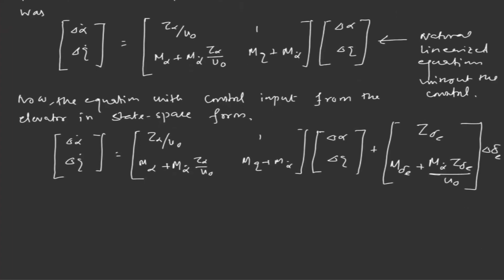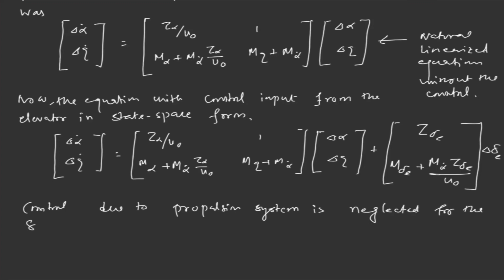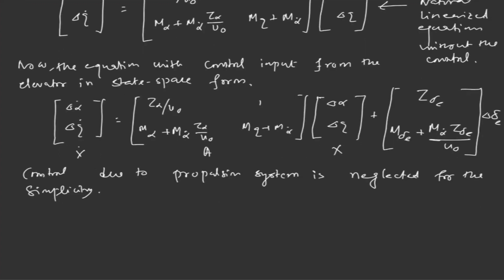for simplicity. So let me write: control due to the propulsion system is neglected for simplicity. If you notice, this is my x dot, this is the A matrix, this is x, this is B, and this is u, the control. So A is the system matrix, B is the control matrix, and u is the control input for the system.